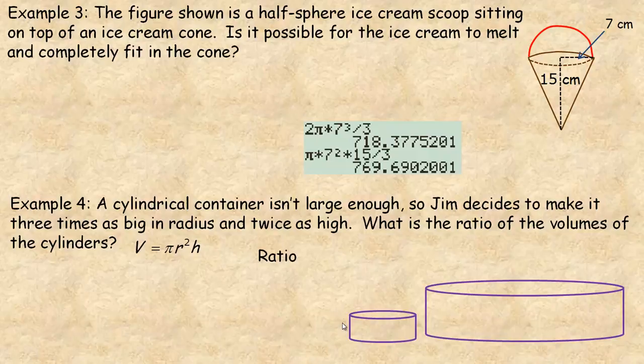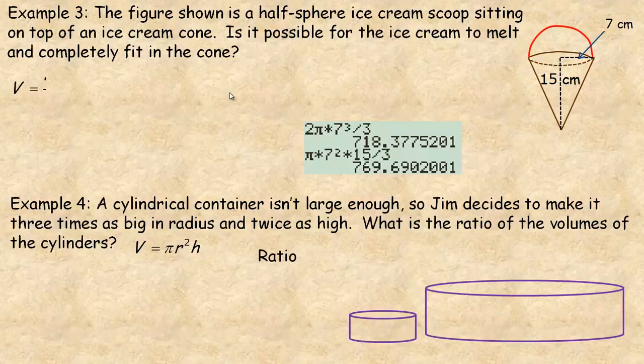On to example number 3. The figure shown here is a half sphere ice cream scoop. So the red thing is, maybe it's strawberry, sitting on top of an ice cream cone. And we're asked, is it possible for the ice cream to melt and completely fit in the cone? So we're talking about volume here because we're talking about the capacity of what it can actually hold. So we're given the dimensions of the cone, and of course the sphere's radius would be 7.